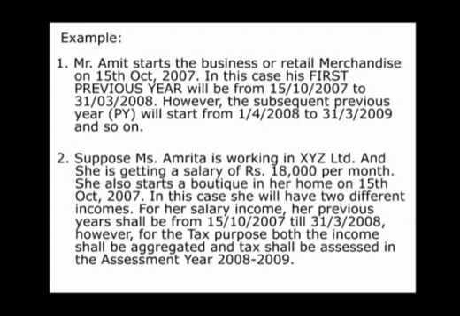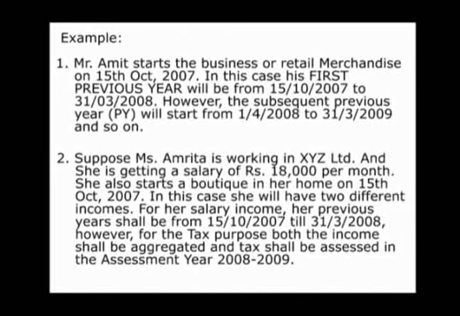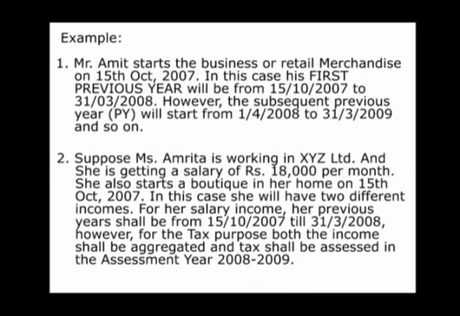Suppose Miss Amrita is working in XYZ Limited and she is getting a salary of rupees 18,000 per month. She also starts a boutique in her home on 15th October 2007. Please note down here she is working in a company as well as doing some business from her home, and her business is a boutique. In this case, she will have two different incomes. The one income would be salary income which she will get from her employer, and the second income would be her business income which would be taxed under income from business and profession.